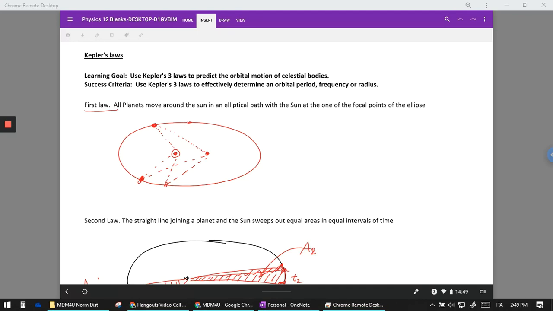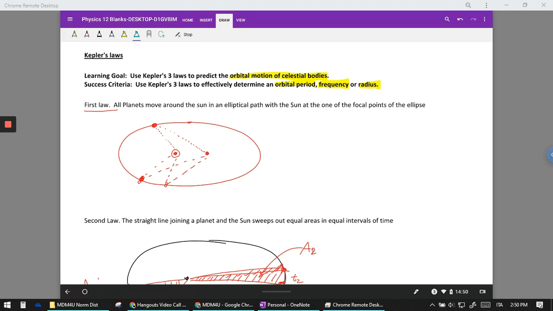Hello, we're talking about Kepler's laws here, and we're going to be essentially trying to distinguish between these three laws. So our learning goal is to use Kepler's three laws to predict the orbital motion of celestial bodies, right? And specifically, we're going to look at the period, frequency, and radius, and see how those get determined.